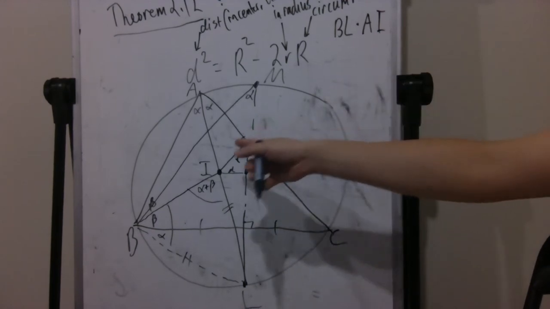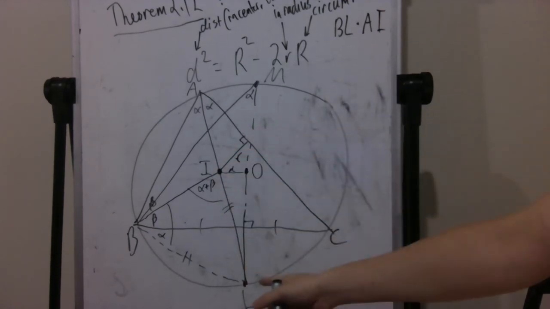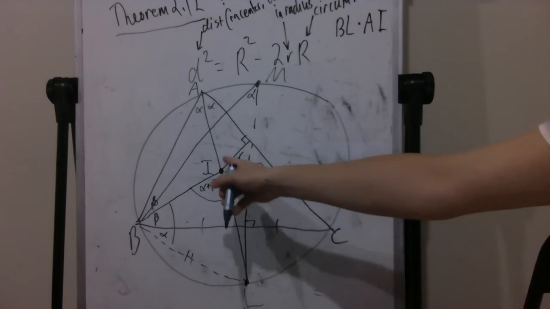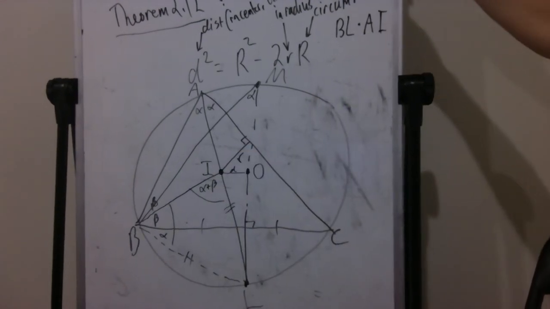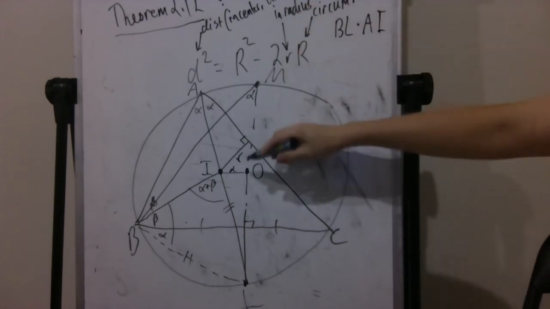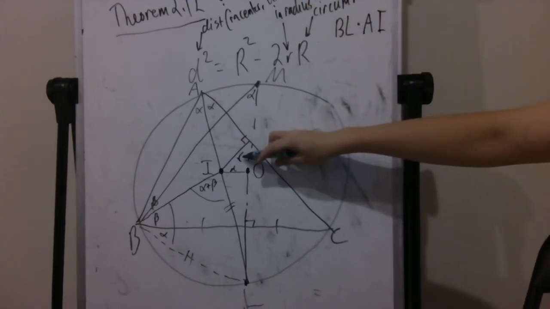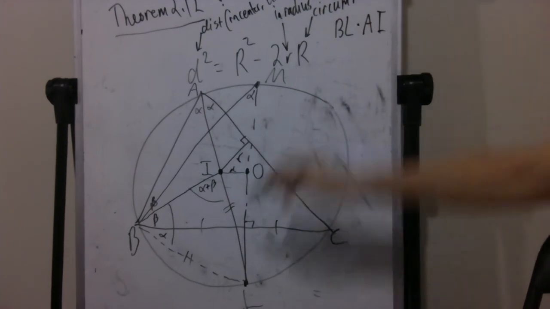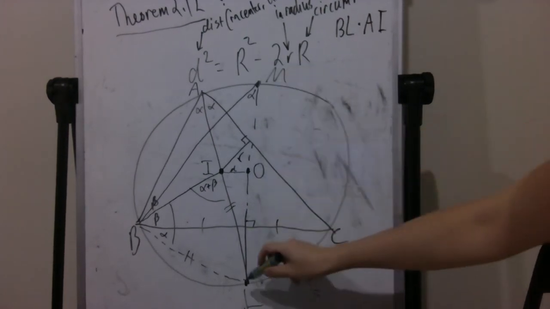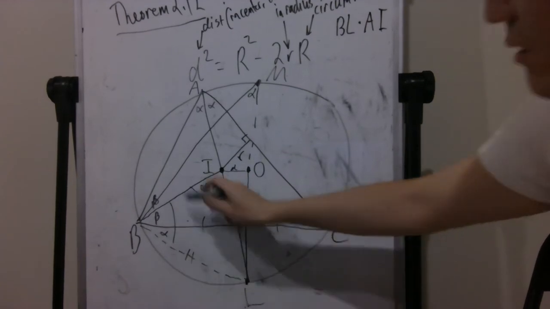So here AI, where's AI? There. So AI is in this right triangle, yeah? So sine alpha is equal to R on AI, right? Okay, and then in the big triangle, see the diameter triangle? That's a right angle too, right?